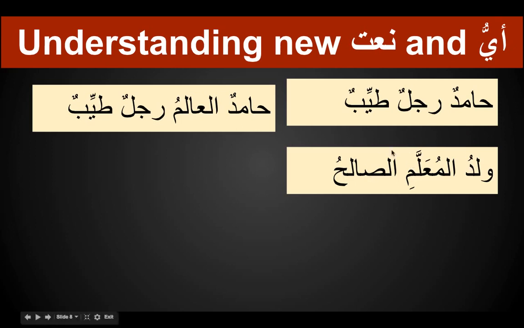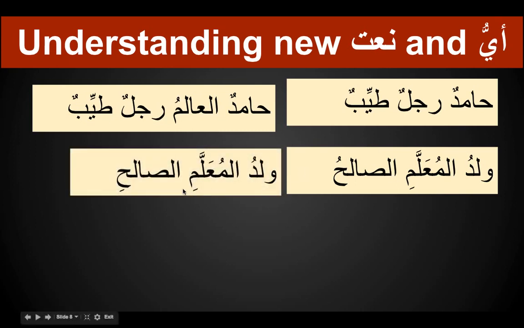So naat and man'ud has to be translated first and then the mudaf ilayhi. But if this was not for muallami, it will be waladul muallami as-salihi. So how do we translate? So always translate the naat. It's not for the muallami.